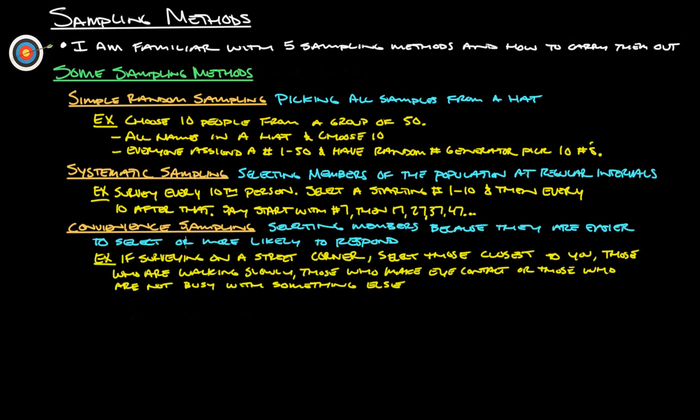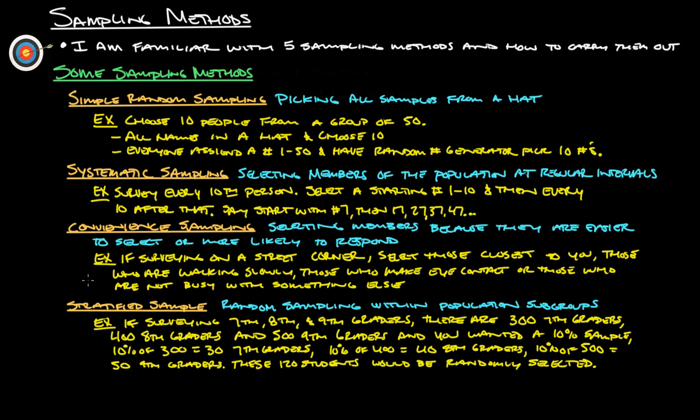Okay. Convenience sampling is selecting members because they are easier to select or more likely to respond. If surveying on a street corner, select those closest to you, those who are walking slowly, those who make eye contact, or those who are not busy with something else, just so long as that doesn't have any kind of impact on your sample. Okay.